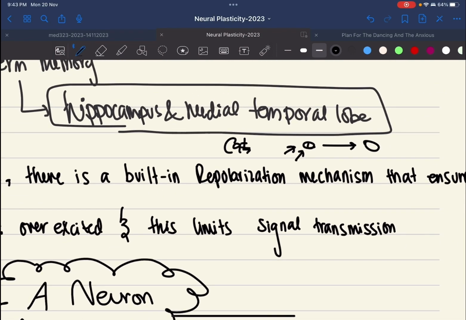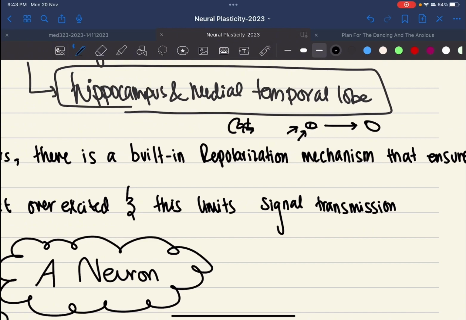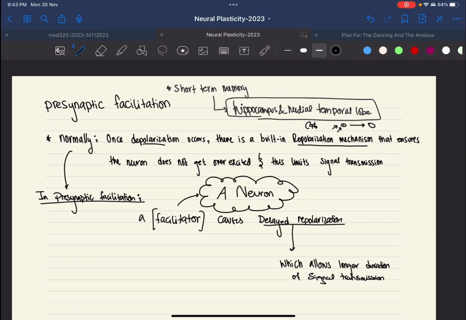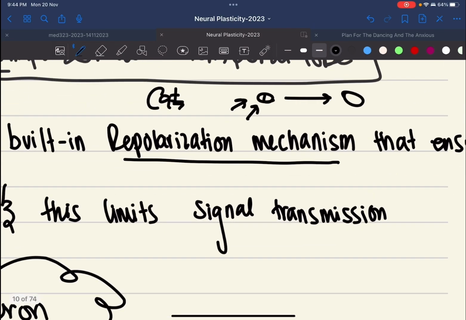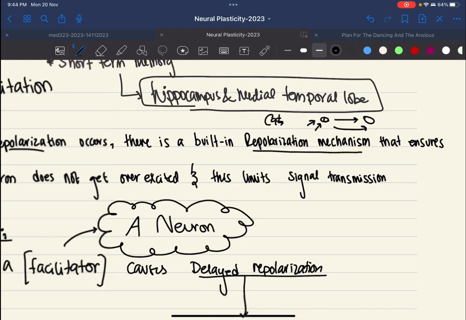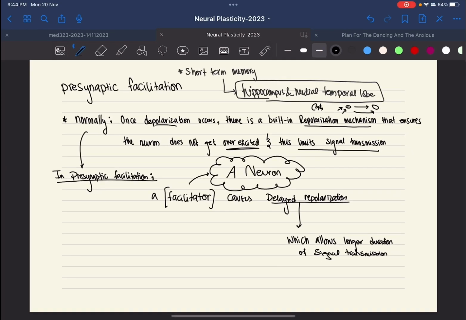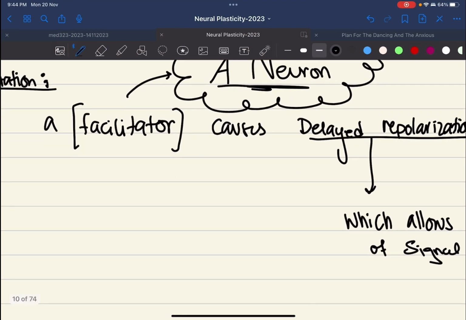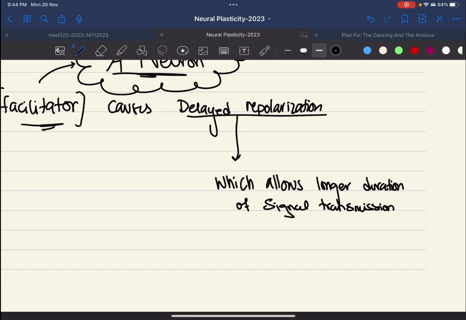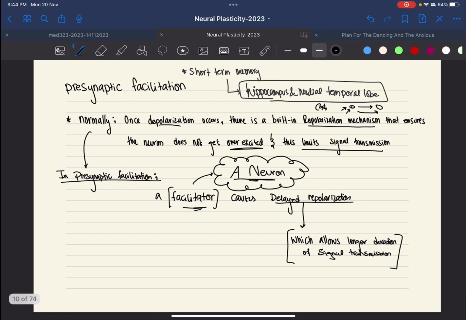Now, the presynaptic neuron also has a built-in mechanism where repolarization immediately occurs to ensure that the postsynaptic neuron doesn't get activated over and over again. So it puts a limit on how much of the signal can be transmitted. This repolarization mechanism ensures that the neuron does not get overexcited and limits signal transmission. So with presynaptic facilitation, a third neuron comes into play, and we call this the facilitator, and it causes delayed repolarization, which allows longer duration of signal transmission. And how that exactly happens is what we're going to get into right now.